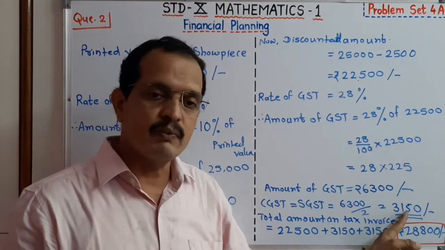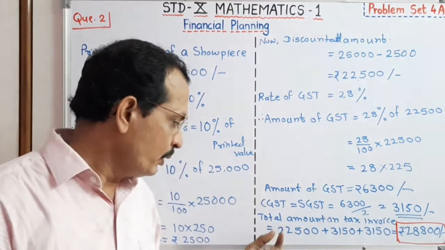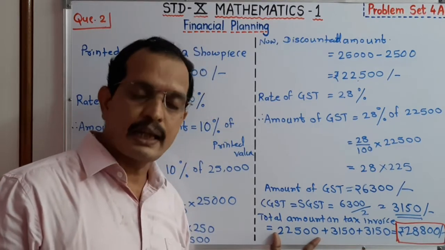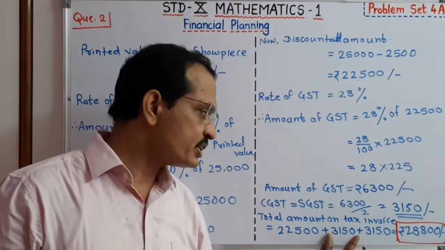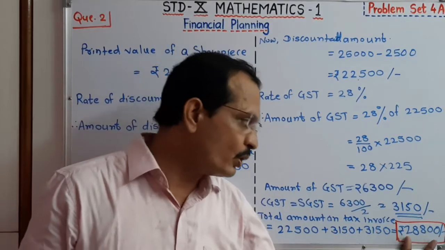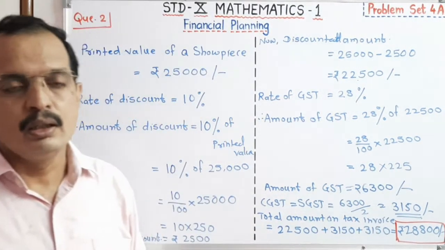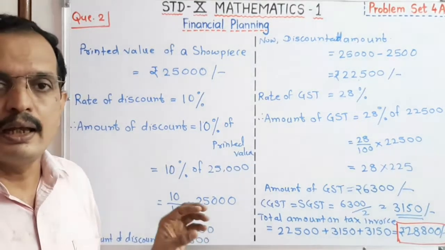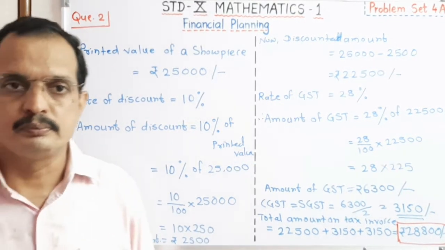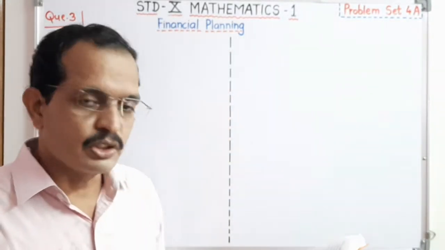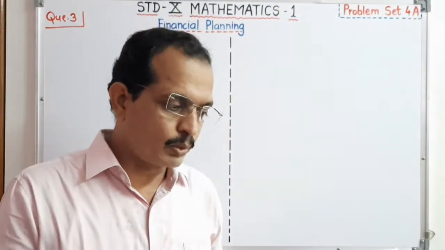We will get 3,150. And the total amount on the tax invoice will be the taxable value plus CGST plus SGST. We got here 28,800. Very simple. Go through this sum again and write it down in your notebook. Now, dear student, question number three is the same as the second one.